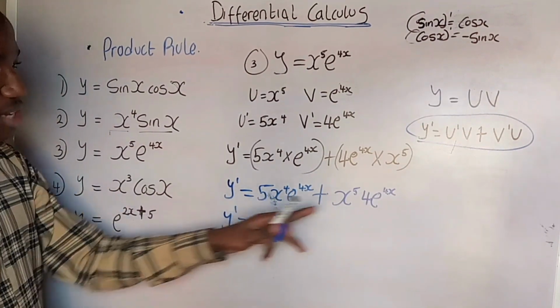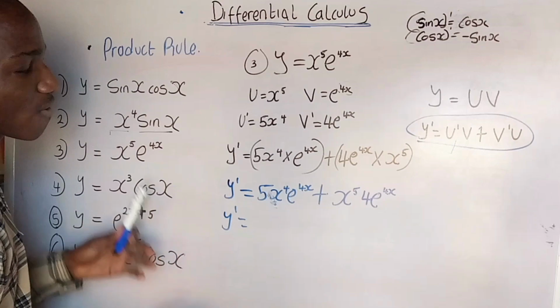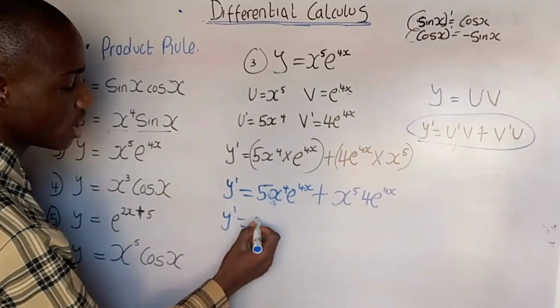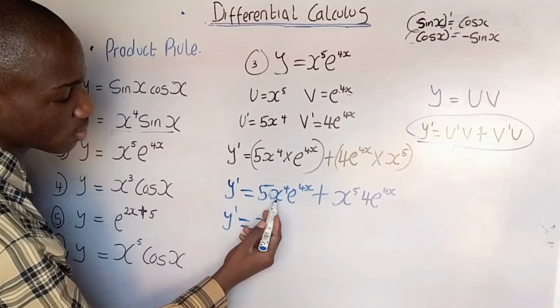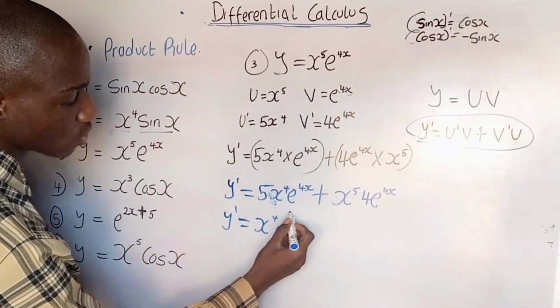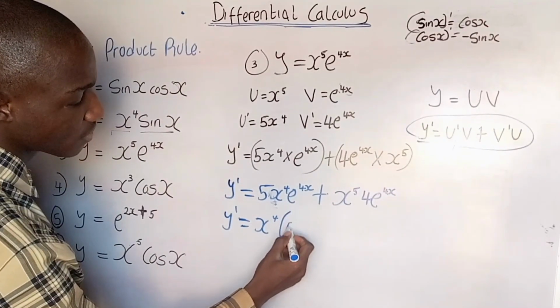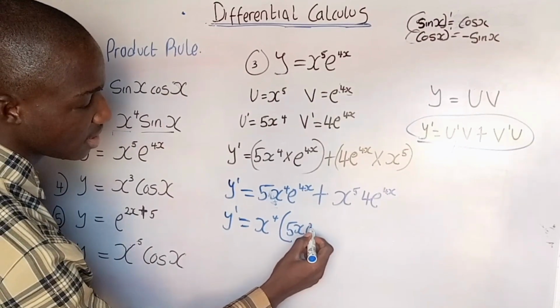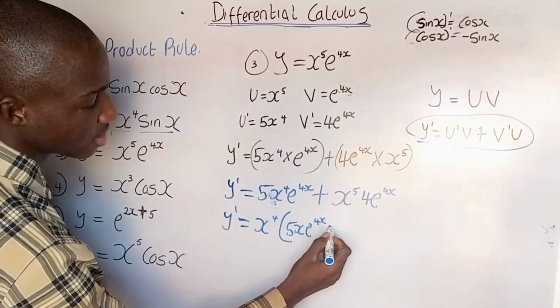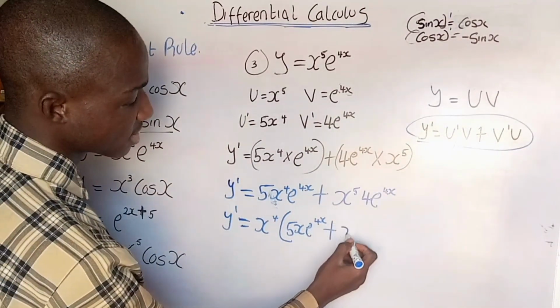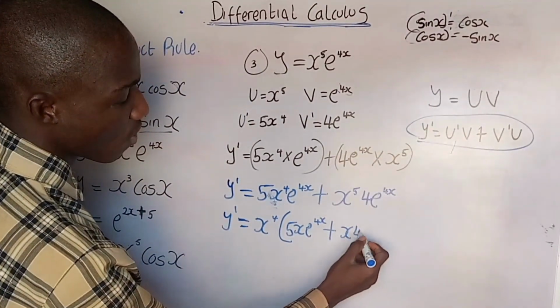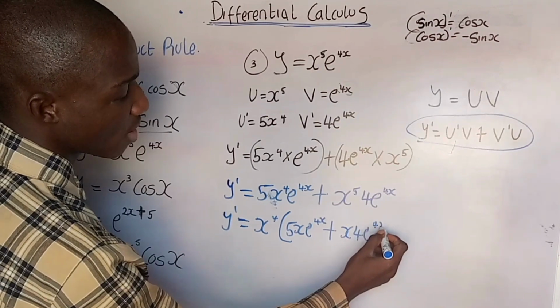What is common to both sides of the equation? It is x raised to the power of 4. So by factorizing out x raised to the power of 4, which is common here and also common here, I'm going to have 5x in 4x plus x multiplied by 4 in 4x.